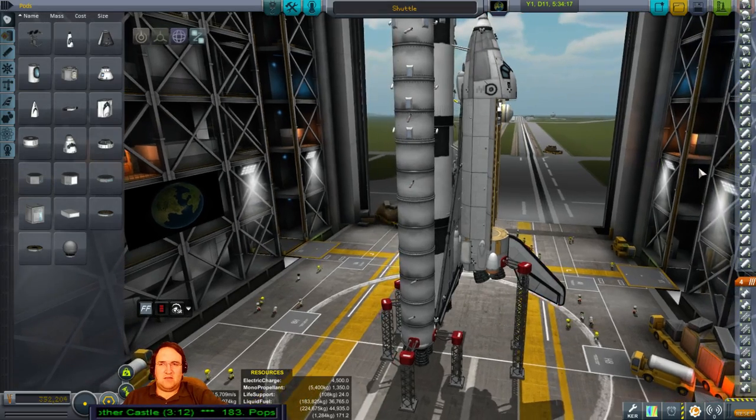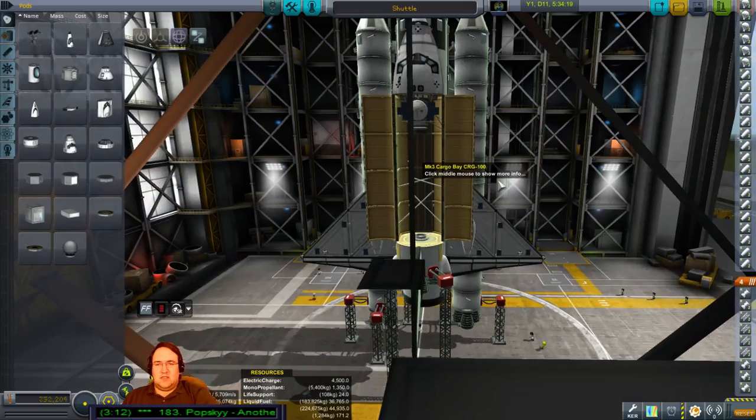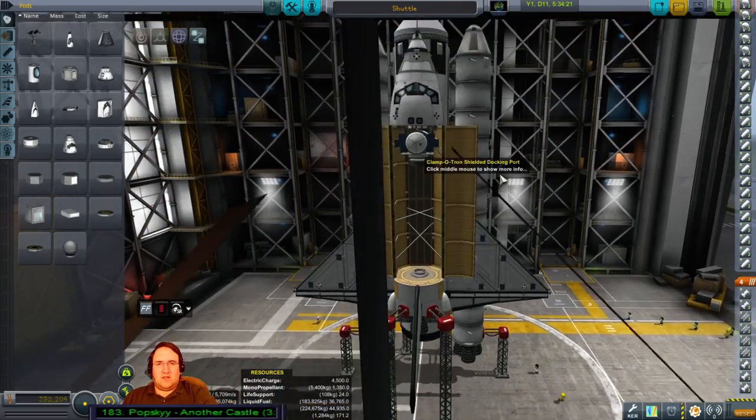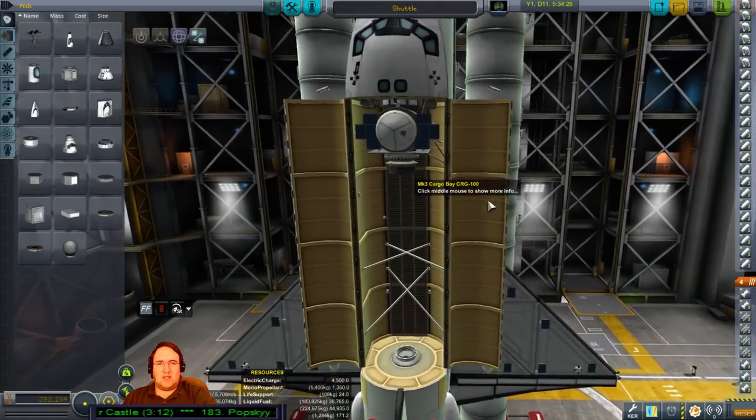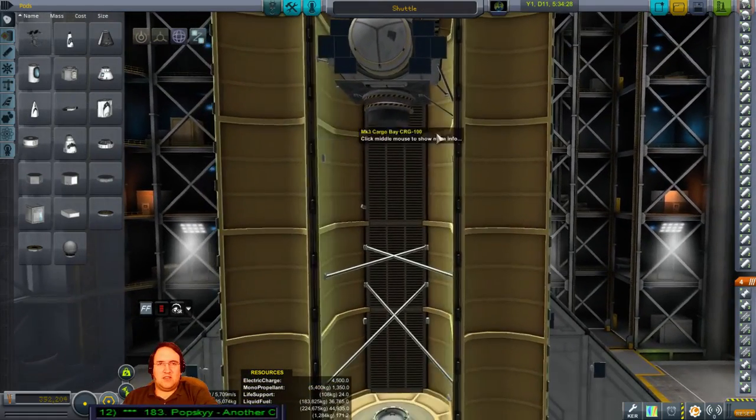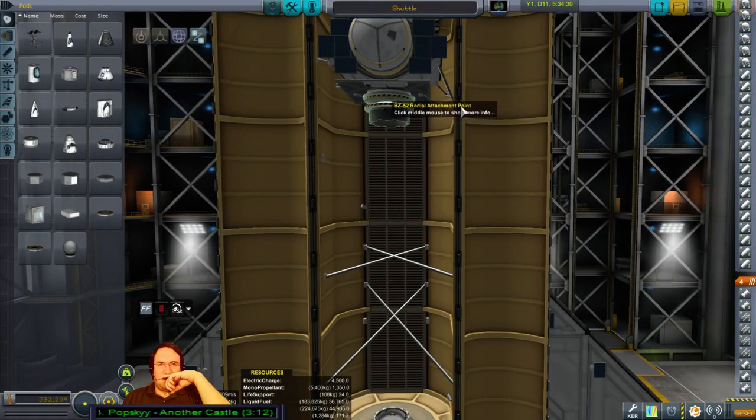Give it a second to load out. There we are. So, I mean, it works pretty well. The only problem I'm having is with these decouplers. When you stack one on, they become one. Oh, don't tell me now it's fixed it.